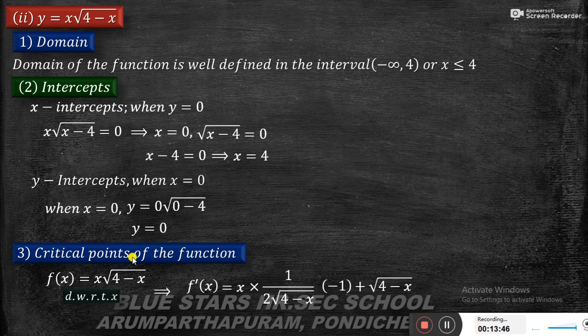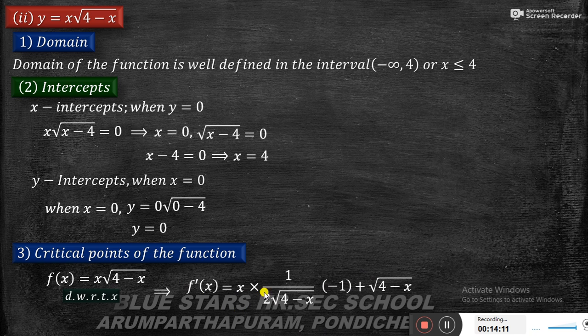So critical point means we take the condition f dash of x equal to 0. So first I write the f of x, the given function. F of x equal to x into square root of 4 minus x. This is the given function. Now I differentiate with respect to x. So f dash of x equal to, there are two functions, u and v. So differentiation of uv is u into dv plus v into du.